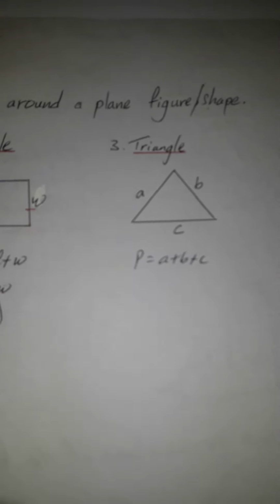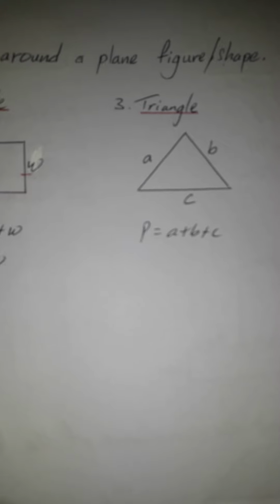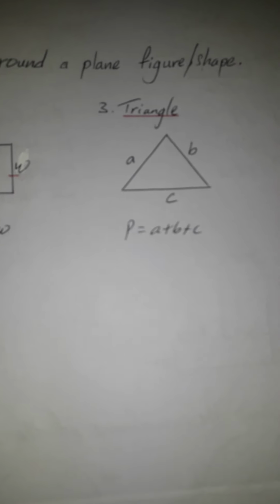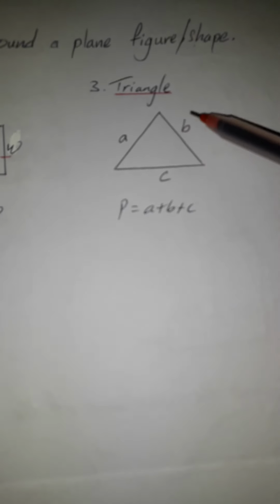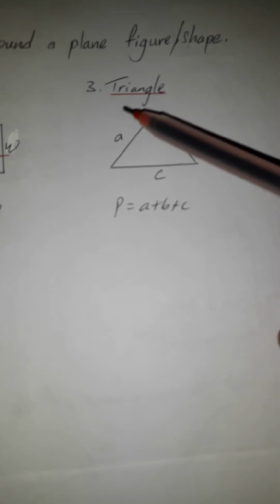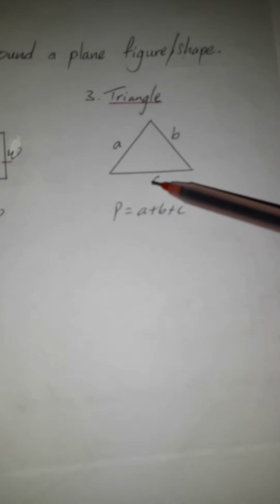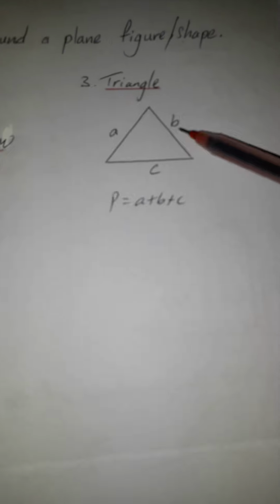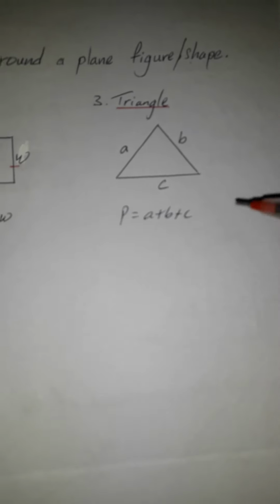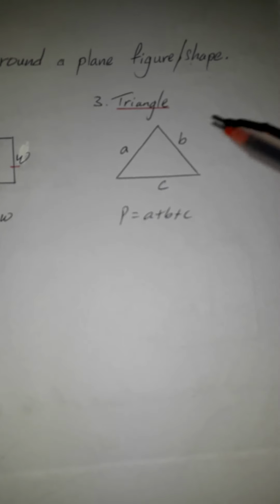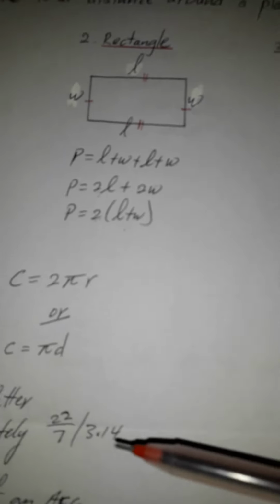With a triangle, there's no specific formula, so this is just a general one, A, B, C. Any side can be A, B, or C. Here can be A, here can be B, C, or A, B, C. It doesn't matter. So all you need to do is add all 3 sides that are given in the question.